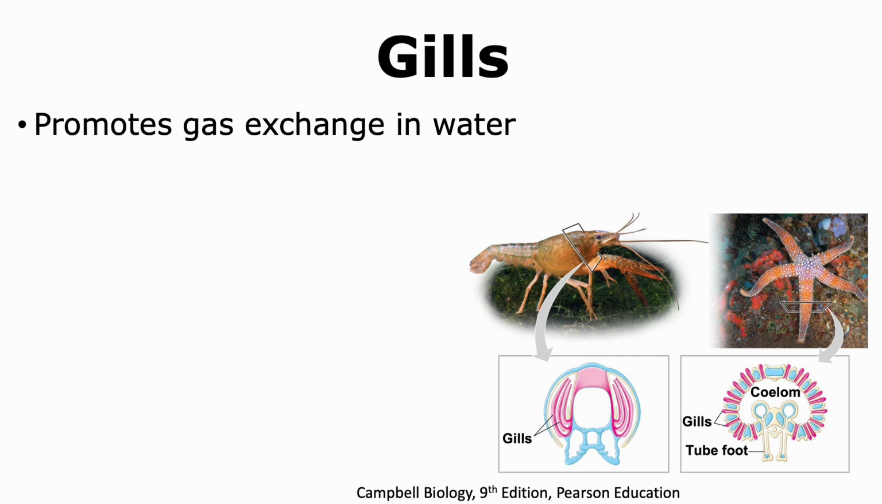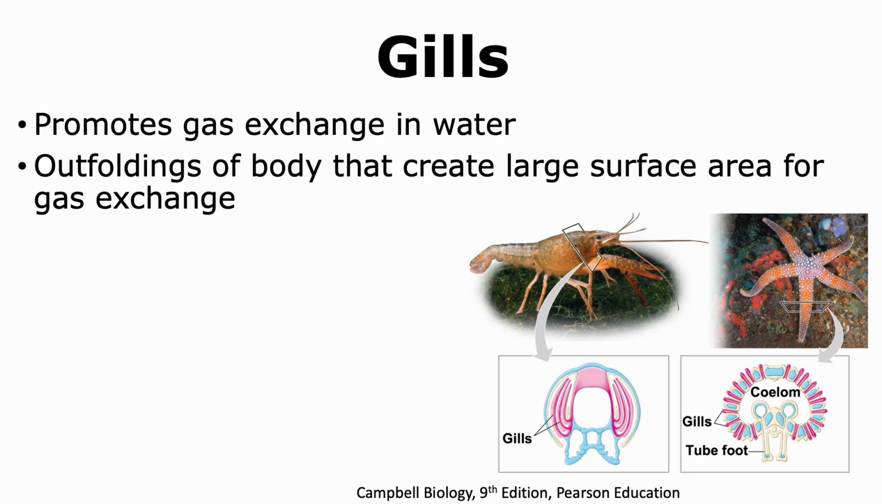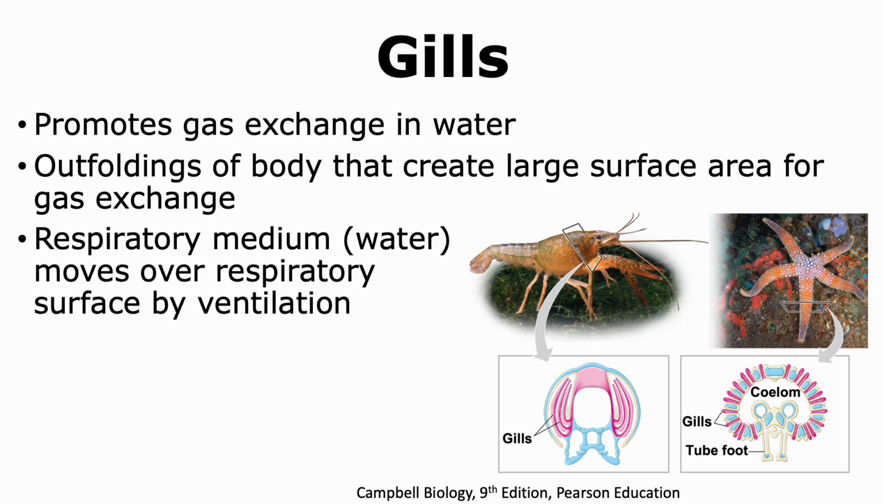Let us first look at gills. Gills promote exchange of gases when the organism predominantly lives in water. Gills are outfoldings of the body that create a large surface area for gas exchange. The medium through which the gas exchange occurs, which is the respiratory media, is water. The water moves over the respiratory surface through a process called ventilation.